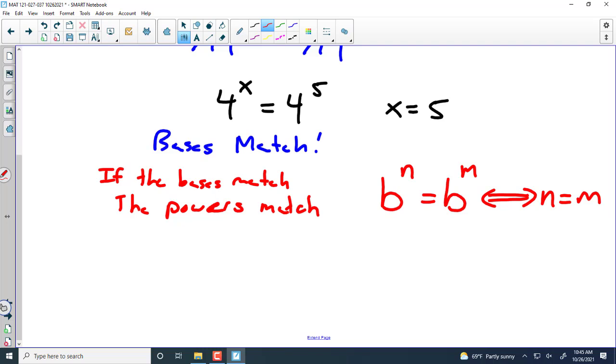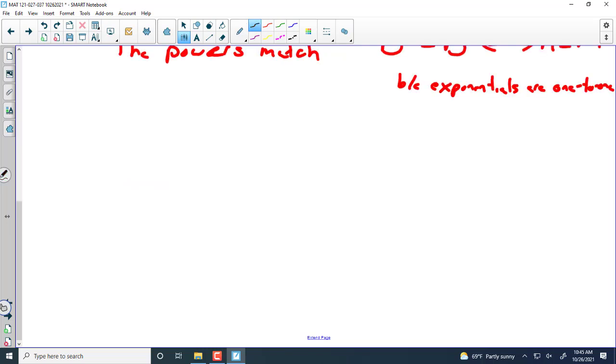But the reason that works for us is because exponentials are 1 to 1. That's the reason this works. Can someone give me an example of a function we know really well in this class that's not 1 to 1? Y equals x squared. Really good, yeah. That's not 1 to 1.